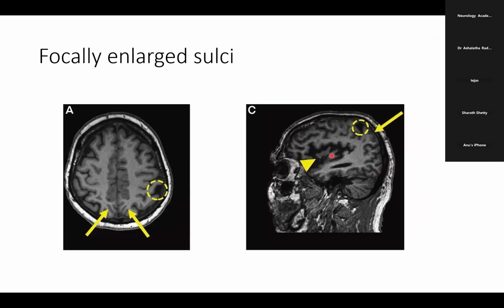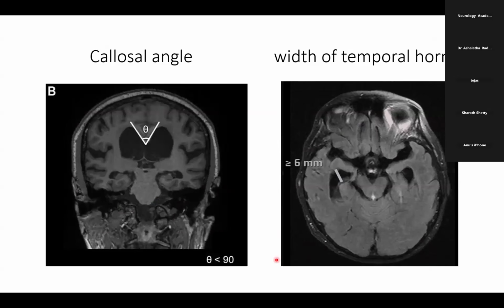Coming to the next scoring system, focally enlarged sulci. It is evaluated both in coronal and axial planes, and if the presence of one focally enlarged sulcus is seen, then 1 point is given. At least one should be there.